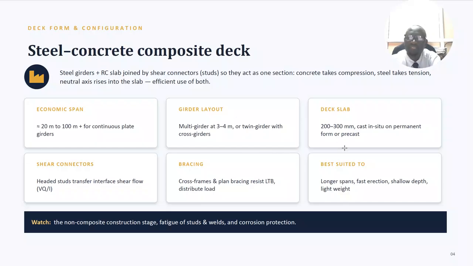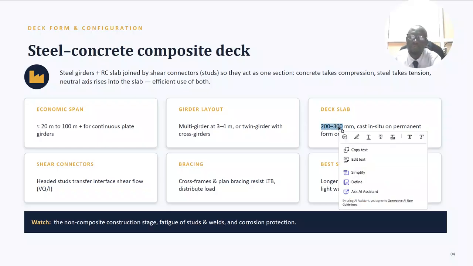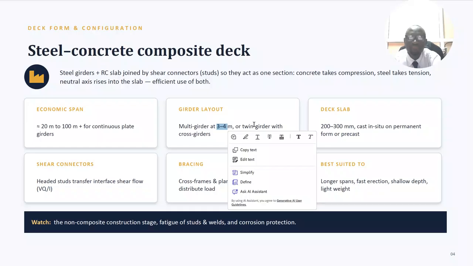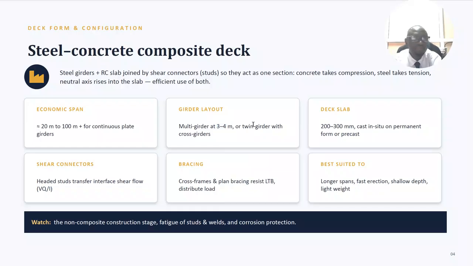The deck slab varies between 200 to 300. It is cast in situ on permanent formwork or precast. If you have haunches, then definitely the depth will be more. And even here, normally we also have from 2.5, depending on your deck width. So shear connectors are here, and you also design for it. Headed studs transfer interface shear flow between the concrete and the steel beam.